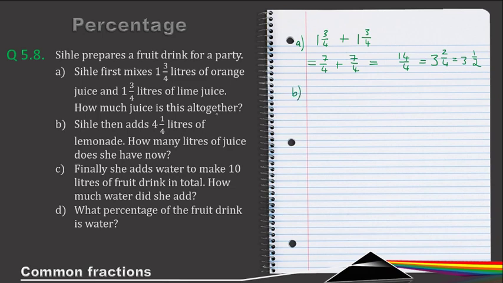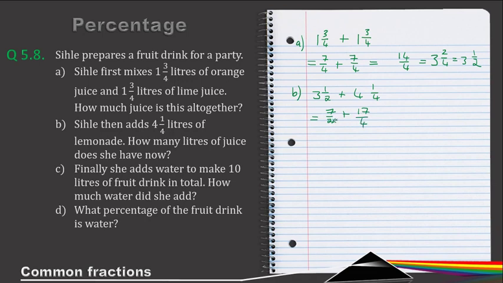Then for B, she adds 4 1/4 liters of lemonade. How many liters of juice does she have now? So now we take what she already has, and then we just add what she has added herself. So 3 1/2, and then let's convert this again to an improper fraction. So 3 times 2 is 6, plus 1 is 7, 7 over 2, plus 4 times 4 is 16, plus 1, so that's 17 over 4.